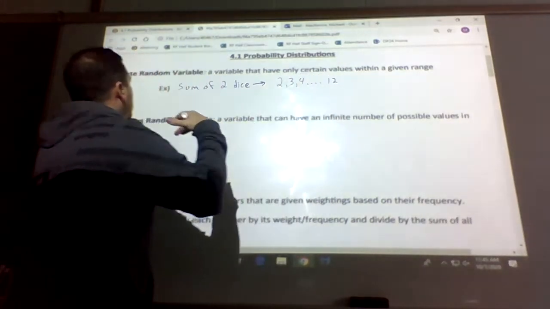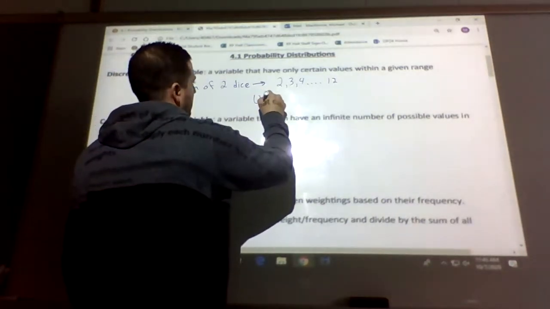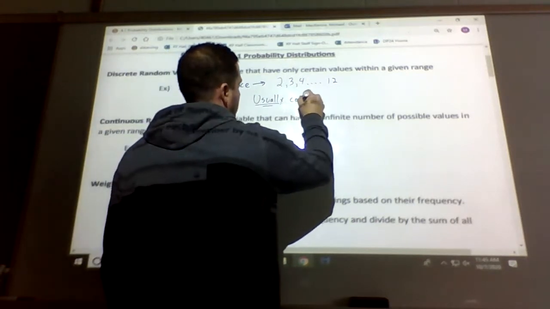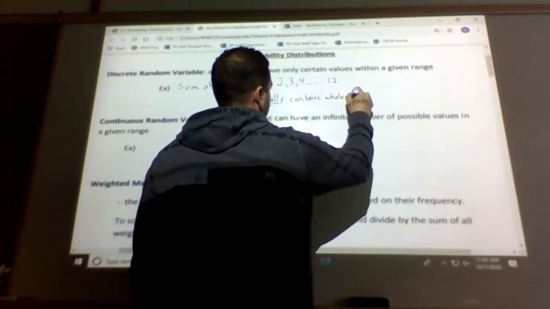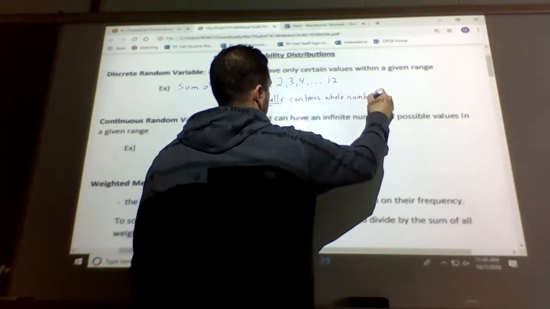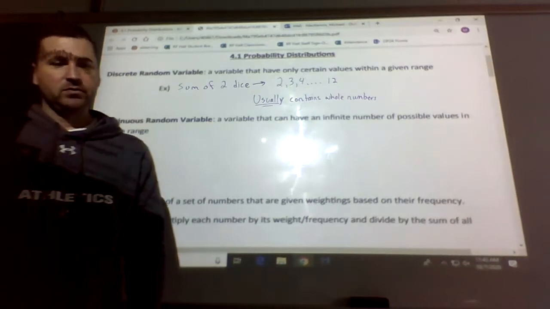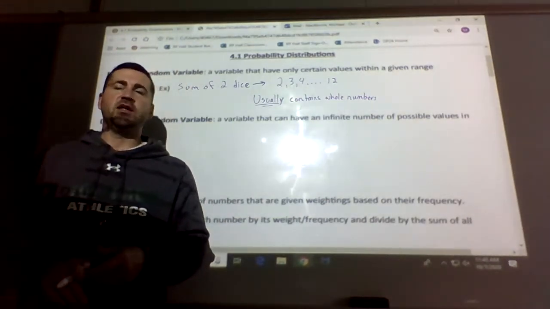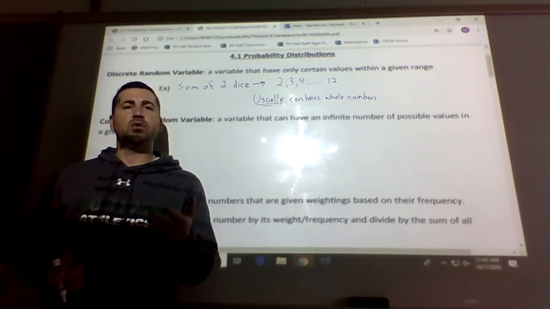Discrete random variables usually contain whole numbers. Like I said, the number of kids, how many students I have in a class, from 1 to 32, those are whole numbers.